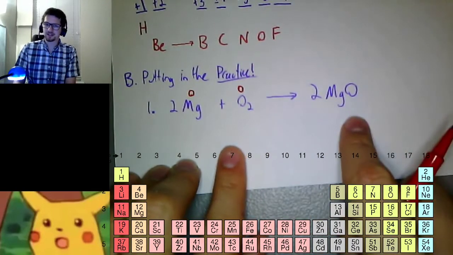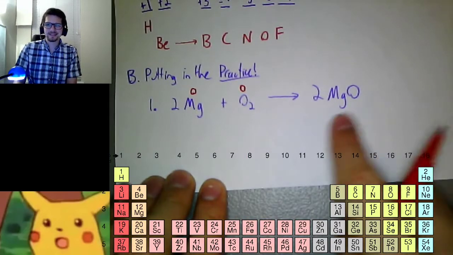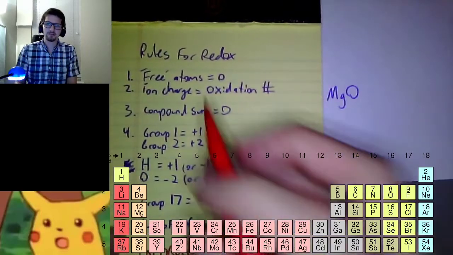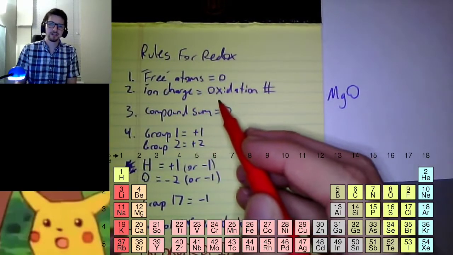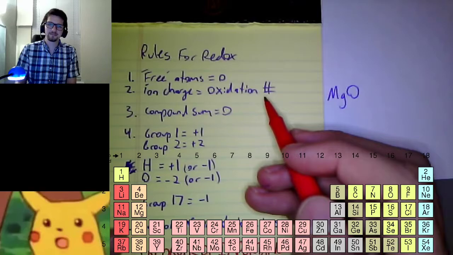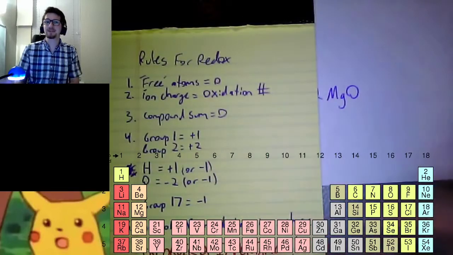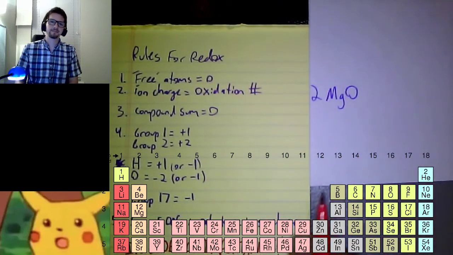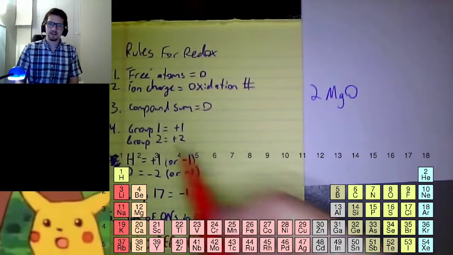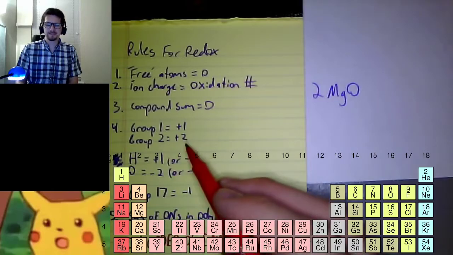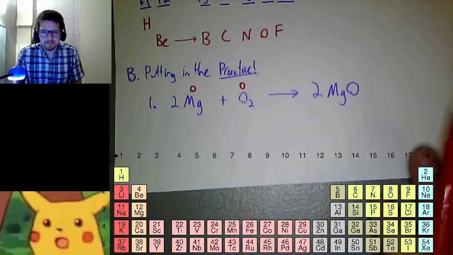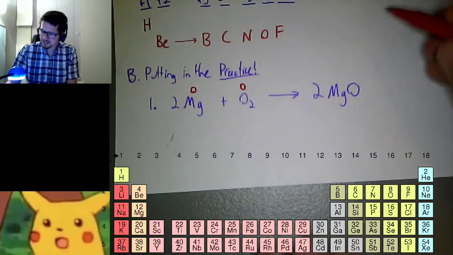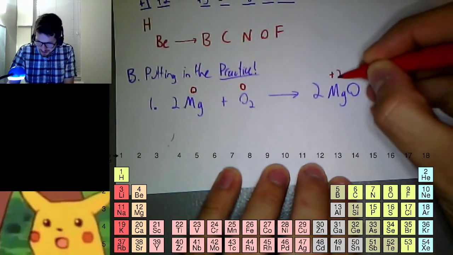All right, let's look over here. Ooh, this isn't a free element, so I'm going to have to keep working. Number 2 says the ion charge gives us the oxidation number. And number 3 says the compound sum, this is a compound, this applies, has to be 0. All right. Number 4 says group 2 gives me +2. Where's magnesium? Magnesium is in group 2. So group 2 is supposed to be +2. So magnesium is going to be +2.